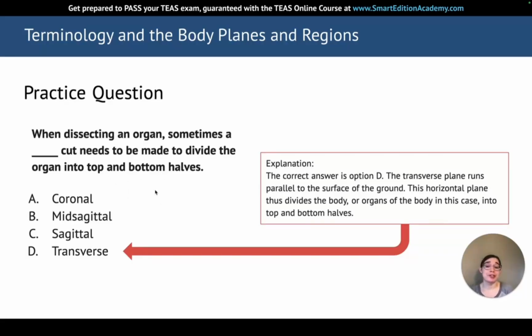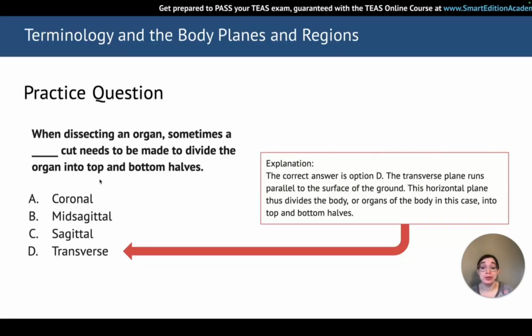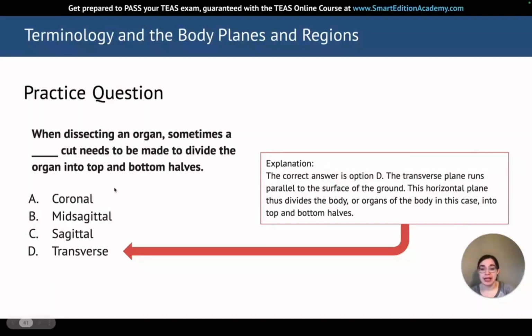So in order for a structure to be divided into top and bottom halves, the plane that's dividing it, or the cut in this case, needs to be horizontal. It needs to run parallel to the surface of the ground. The only horizontal plane that we have reviewed in this presentation is the transverse plane. The coronal, mid-sagittal, and sagittal planes are all vertical, so they would divide the body in different ways than what would result in a top and a bottom half. So transverse is the only answer that makes sense in the context of our practice question.